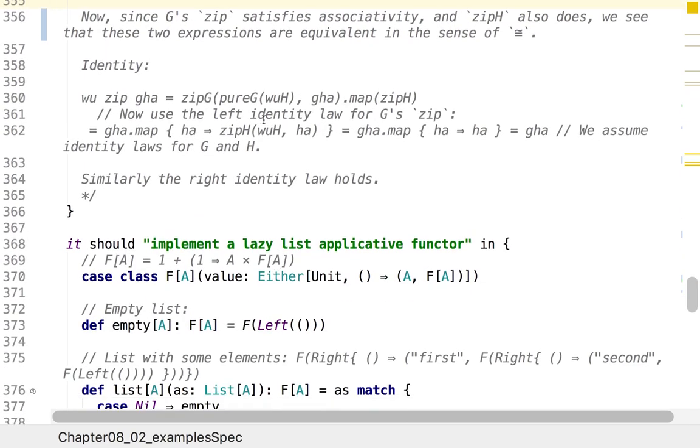The identity law is satisfied as well in the same way. We do a zip with map. We use the identity law for zip in the G functor. First, the identity law says that this is equal to gha.map of this function. And then we just add zip h on top.